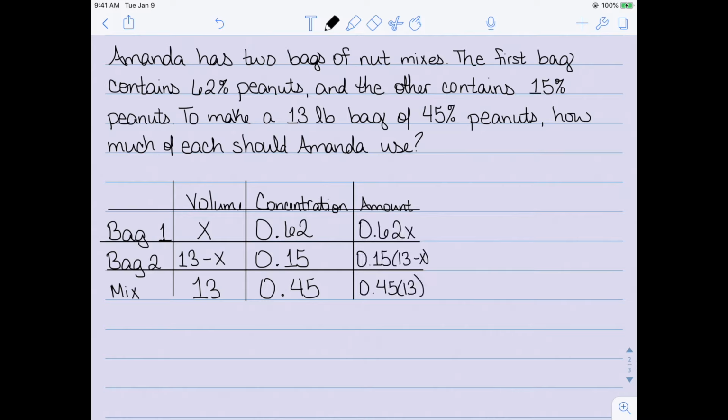So this tells us exactly how many peanuts are in these bags. As an example for the mixture, we know it's a 13-pound bag that's 45% peanuts, so 0.45 times 13 tells us exactly how many peanuts are in there.